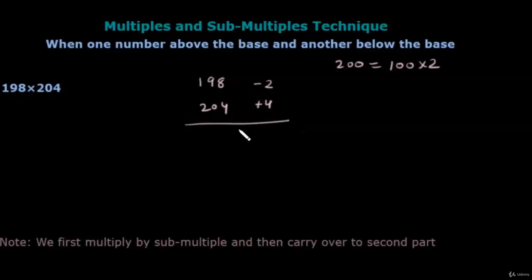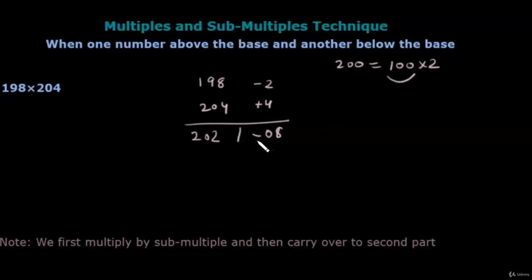Now the technique is same. We can write first part of the number either by subtracting 2 from 204 or adding 4 to 198. It's better to subtract 2 from 204. It's easier. Now for the second part, negative 2 multiplied to 4 gives us negative 8. But this is 08, because main base is 100, so second part has to be a 2-digit number.